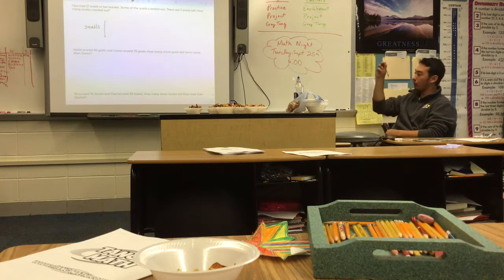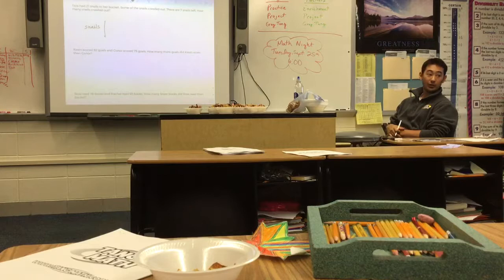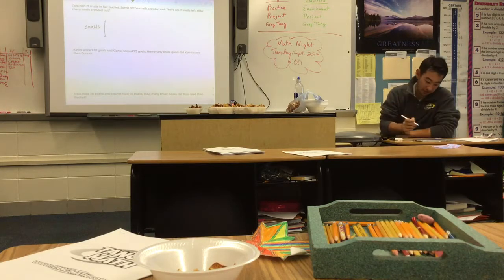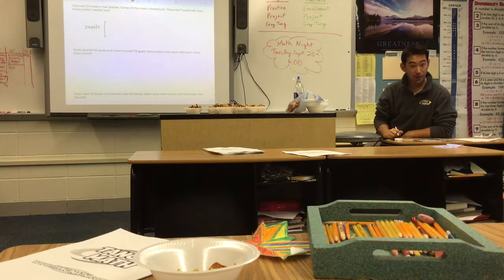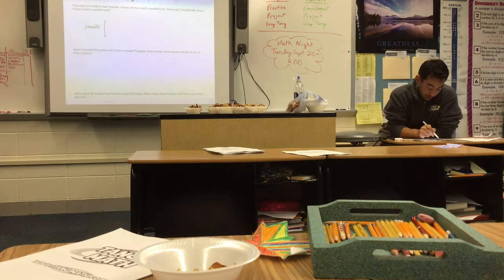A lot of these methods, you go through circling, crossing out, underlining stuff, you have no idea what the problem is about when you see the kids work. It's about snails. Tara had 21 and some crawled out. Is 21 all of them or part of them? All of them. It's all of them.